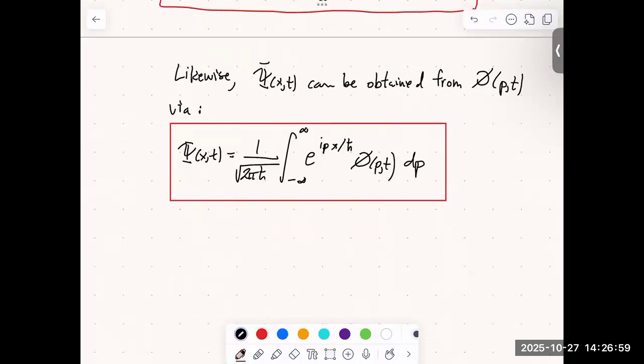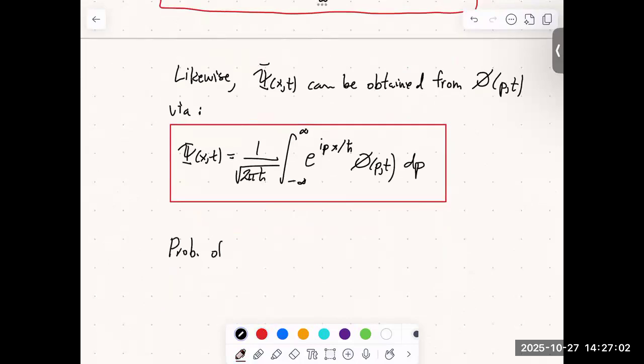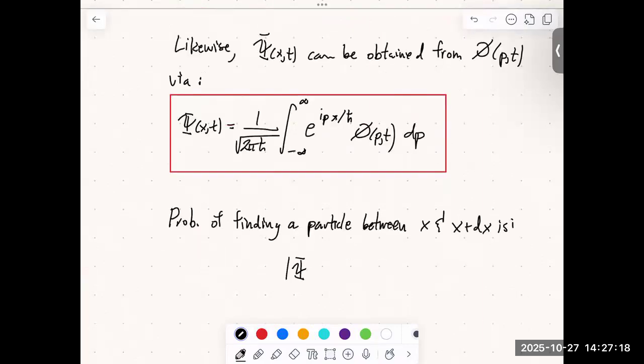So now we can say the following: the probability of finding a particle between x and x plus dx is, well, we've known that for a long time. It's the square of the wave function times dx. But now we have to be careful and just clarify that it's the square of the spatial wave function, the wave function expressed in terms of the position variable.